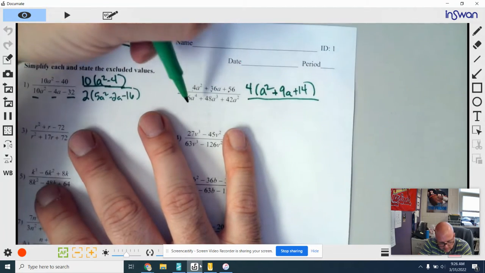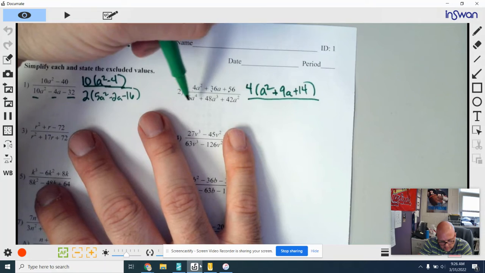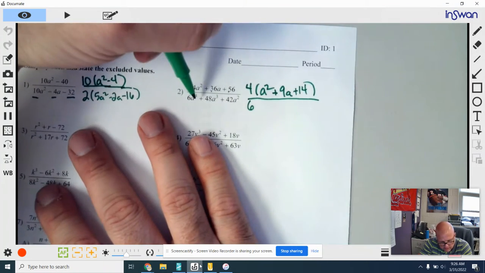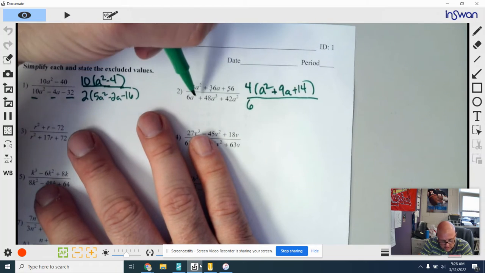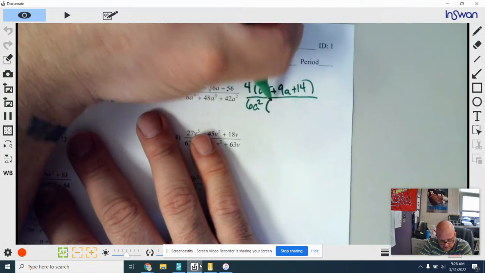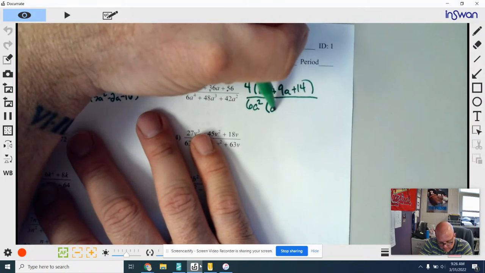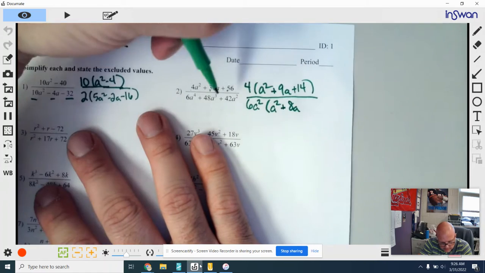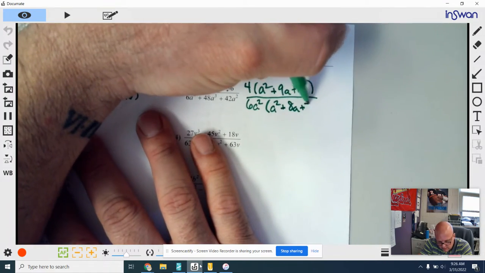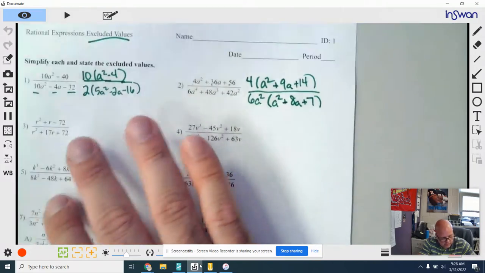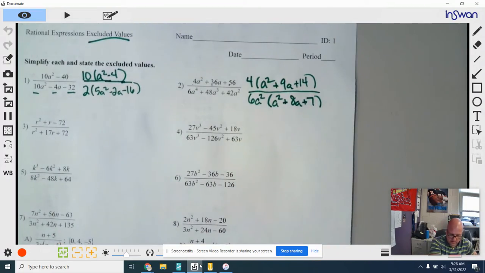Okay, and then I'm going to look at the bottom here. 6, 48, and 42. I know there's a 6 that's a GCF, and then a bunch of a's going on here. They all share at least 2 a's, so I can pull out a squared. And then I rewrite what's left, so that'd be a squared plus 8a plus 7. Okay, check these out here, see if they reduce further, which it's going to.